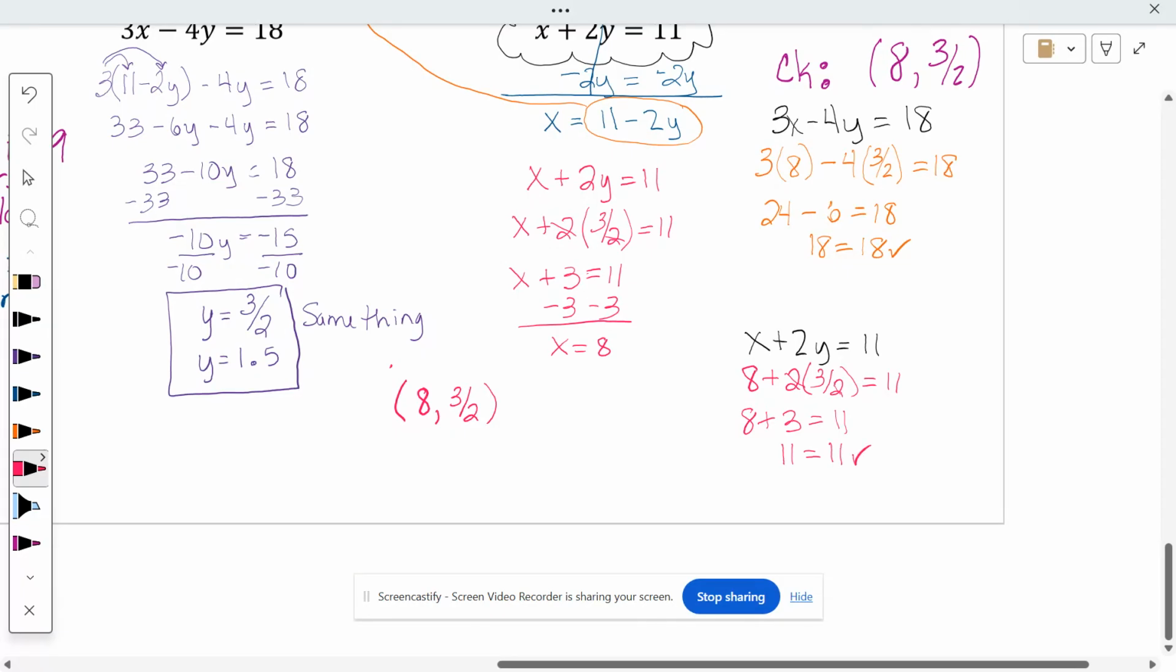So this is your 5.3 journal, solving linear systems of equations using substitution. Make sure that you glue this into your journal.